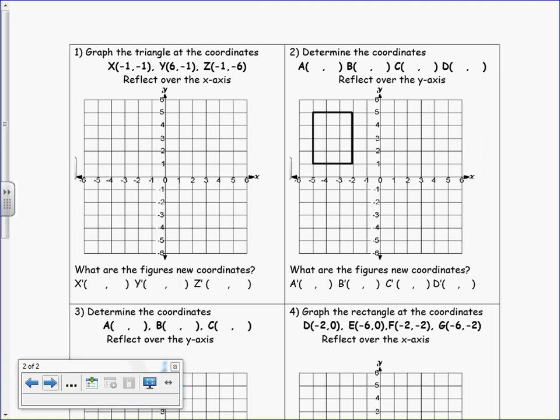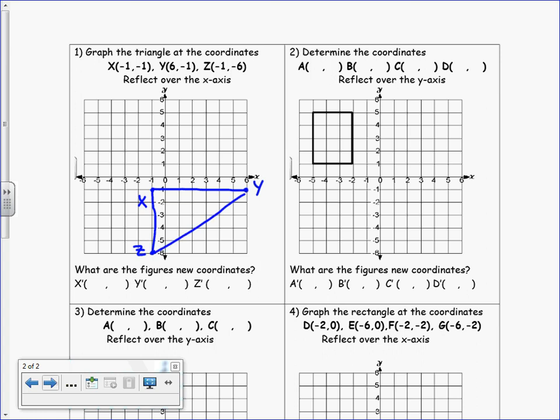Now, first thing it's asking us to do is to go ahead and graph the triangle at the coordinates. So we have x, which is -1, -1. Here we have y at 6, -1, over 6, down 1. There's y. And z, which is at -1, -6. So here's our z. Okay, so I'm going to go ahead and make this object into a triangle.